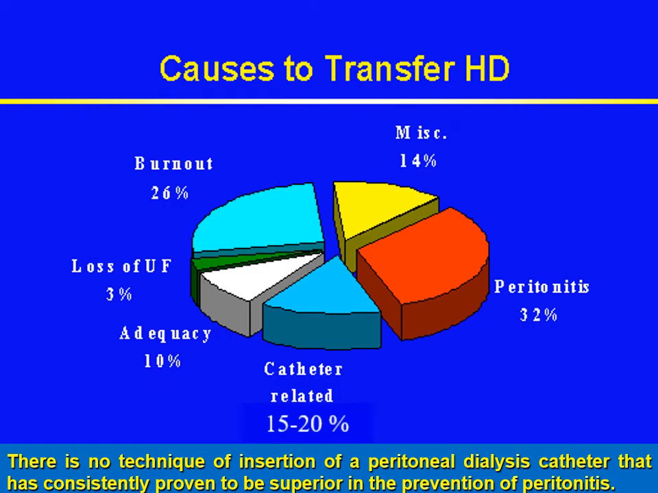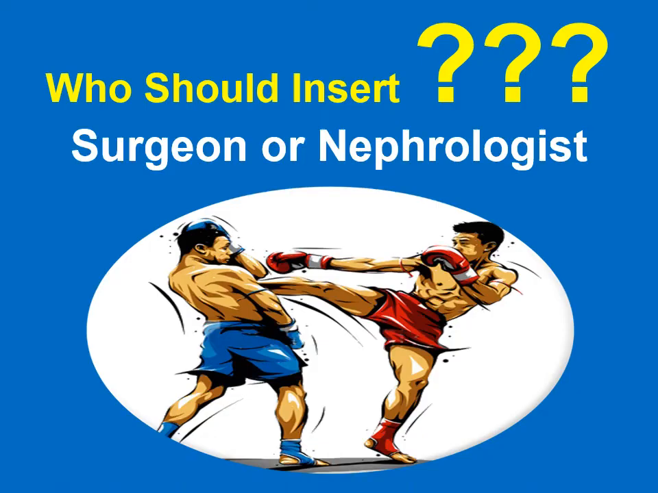Peritonitis actually constitutes the most common cause of transfer of a patient from PD to hemodialysis. Okay, what if there is one method of insertion that has a good percentage of keeping the patient out of peritonitis or with less peritonitis? Actually, there is no technique so far of insertion of a peritoneal dialysis catheter consistently proven to be superior in prevention of peritonitis. The three are almost the same.